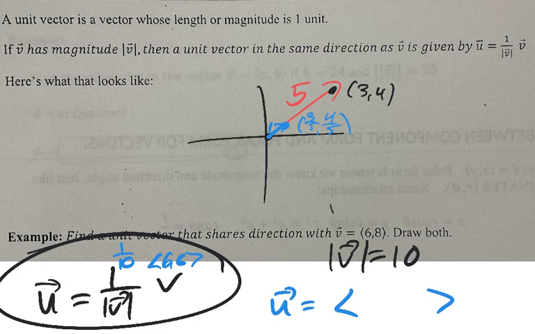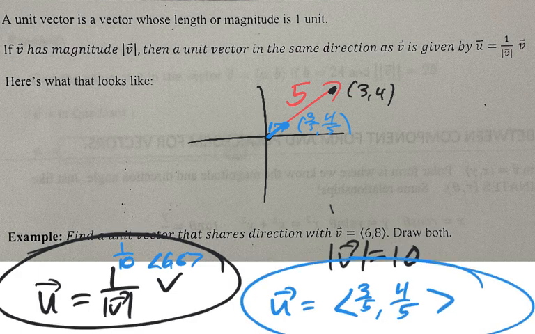What's 1/10 times 6? That would be 6/10, which is 0.6, or 3/5. And 8/10. That's it. Unit vector. It tells me to draw them both. Do I have to draw those? Do we understand the premise? I'm taking 6, 8, this big vector had a magnitude of 10, and I'm keeping it shaped the same way, but shrinking it down to a magnitude of 1.